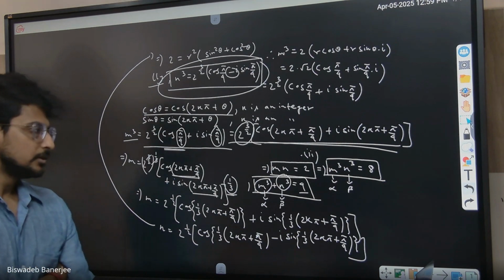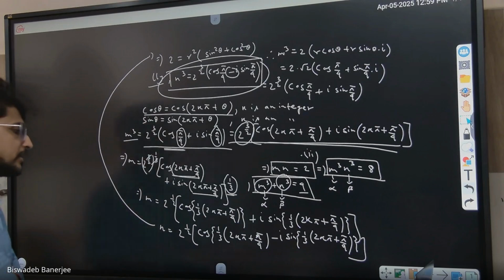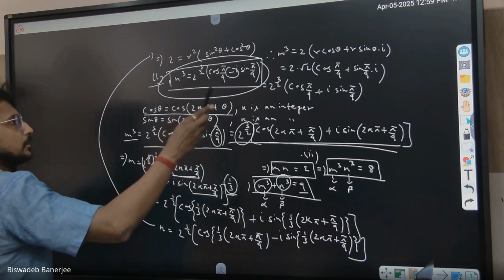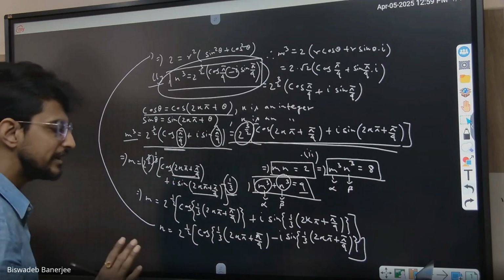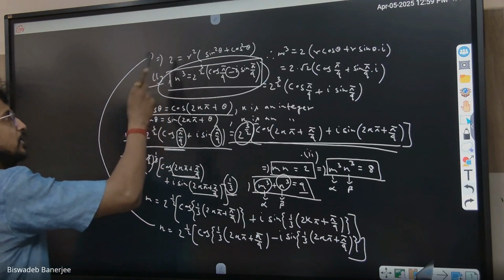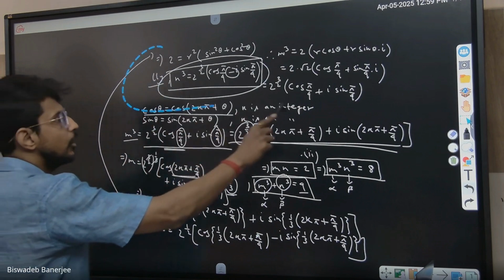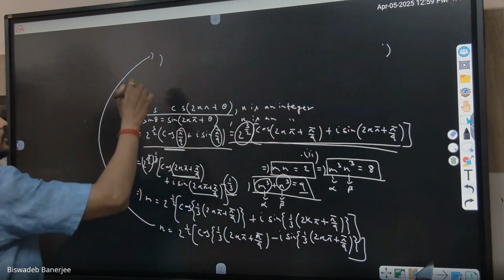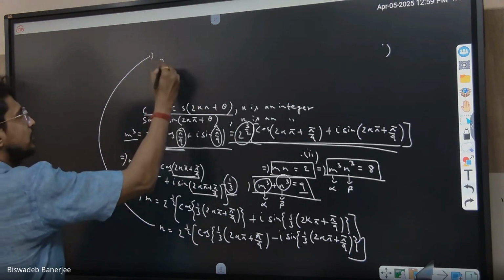Okay. Now, what is the range of k? Before discussing the range of k, my final step is what? What is my x? Recall, my x was m plus n.